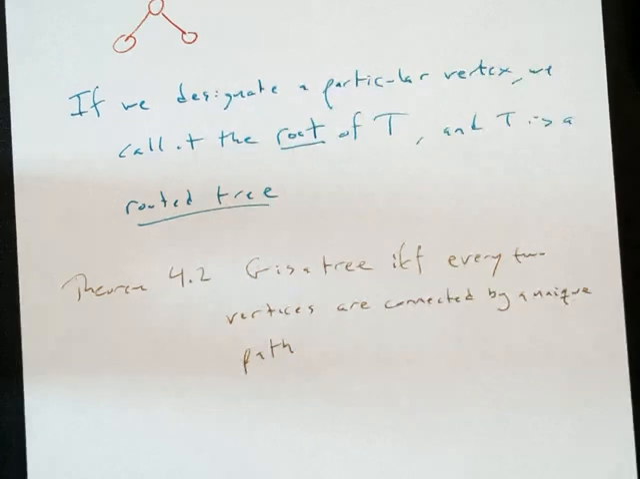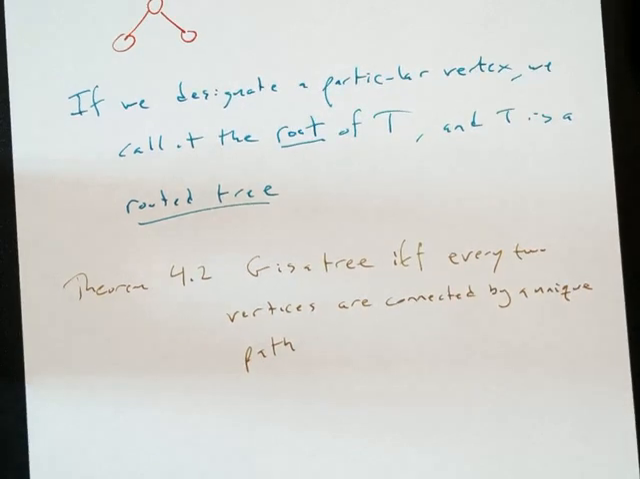Which means trees must have leaves. Why does a tree have to have a leaf? Well, other than the trivial one, that's just one vertex, where it's the root and the leaf at the same time.